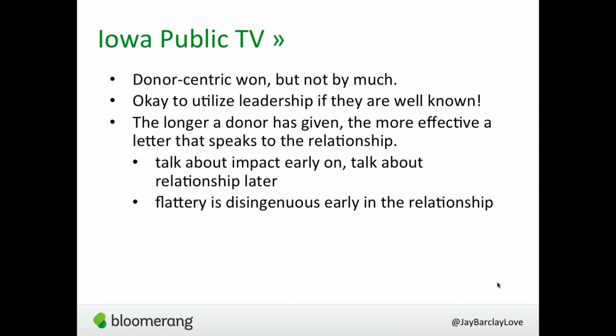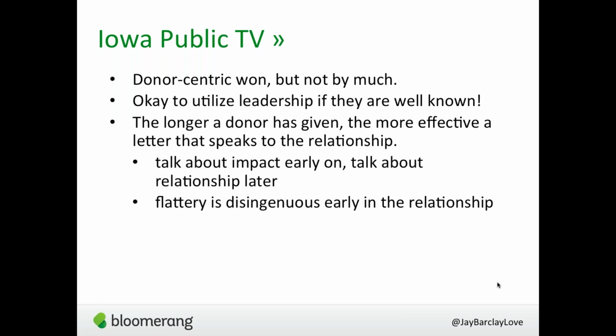The donor-centric one in this case did win, as you might guess, but it wasn't by that much, because in their case they had a very well-known CEO. So it did not work as much against them as it would have if it had been talking about someone else in the organization who had not been in that role for a long period of time. So it's okay to utilize leadership in your appeals and thank yous if that person is well known.